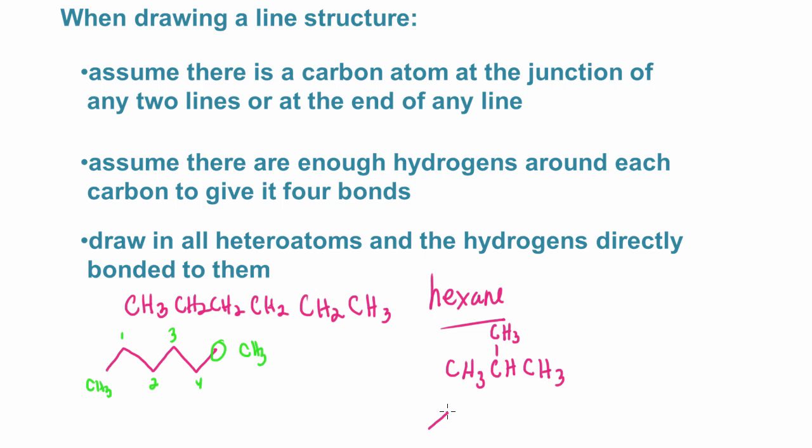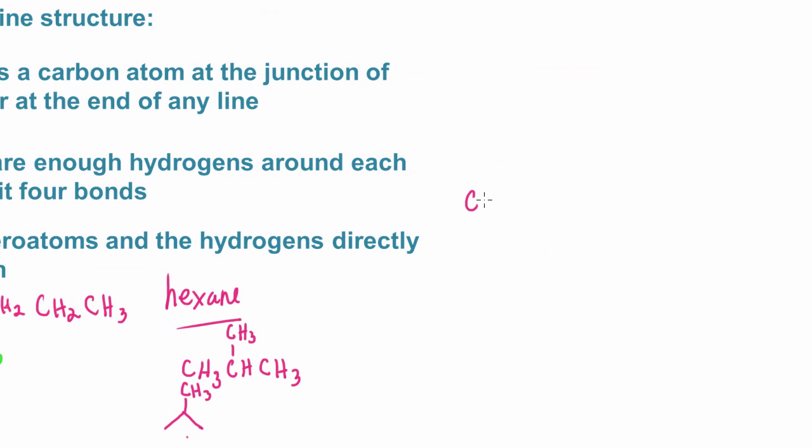So we have this second carbon, and then the third carbon here, but then you want to assume that there are enough hydrogens around each carbon to give it 4 bonds. And then you draw in all the other atoms and hydrogens that are directly bonded to them. So make sure that you know how to draw line structures. In fact, let me move this over here.